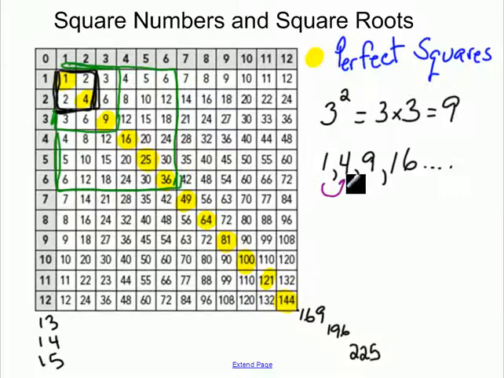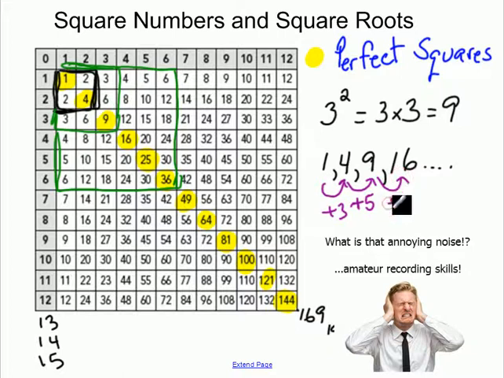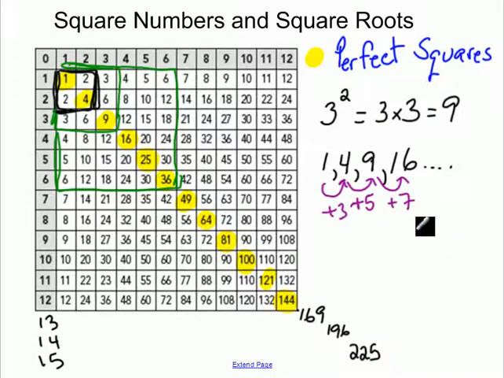To get from 1 to 4, we're adding 3. To get from 4 to 9, we add 5. To get from 9 to 16, we add 7. There's a pattern in how the square numbers change. It goes up by 3, then 5, then 7. So the next one's probably going to go up by 9. So we're going up by 2 more every time. If I add 9 onto 16, that's 25. 25 is the next square number.